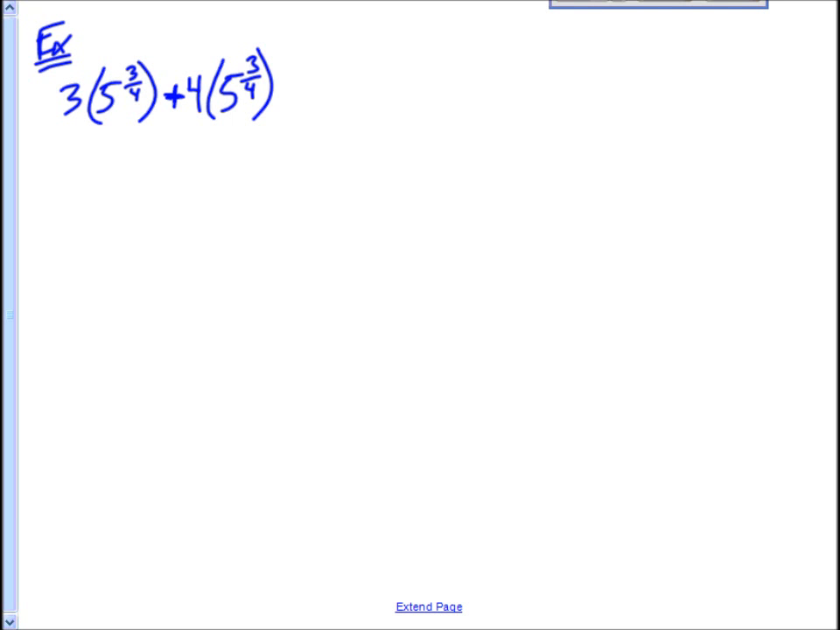You know how like if we had 3 root x plus 4 root x, it'd be 7 root x because they have the same index, right? Square root, both of them are square root, and they have the same thing underneath. Their radicands are both x's, right? Well, if that happens, you have like radicals. So right here, you see how both of them have 5 to the 3/4, right? So 3 times 5 to the 3/4 plus 4 times 5 to the 3/4 is 7 times 5 to the 3/4. Okay, those are like radicals.